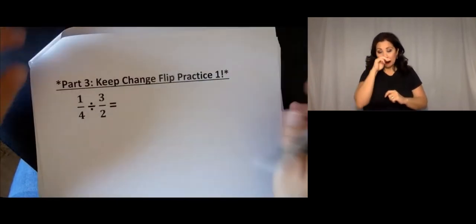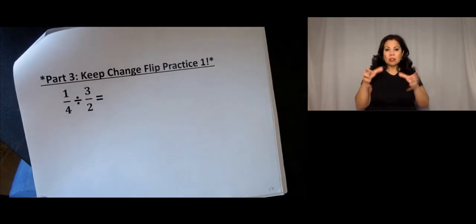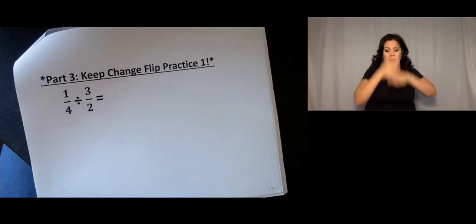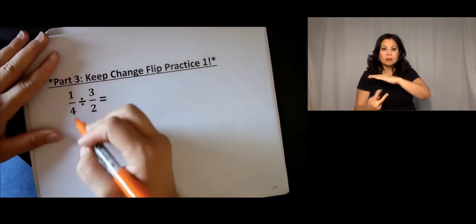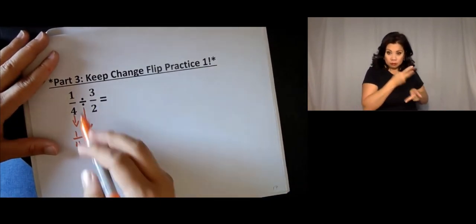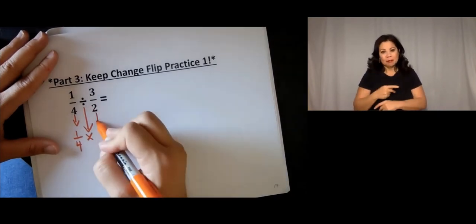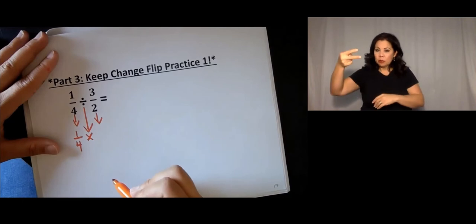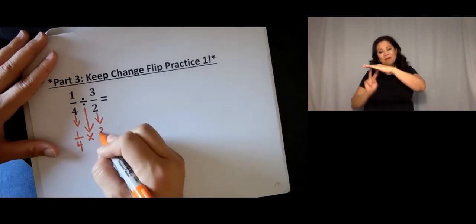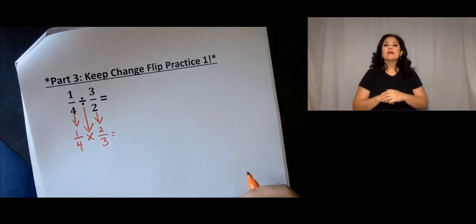All right, so let's go ahead and practice this one together. 1/4 divided by 3/2. So I'm going to keep this one, 1/4, change that to what? Multiplication. And this fraction was 3/2. Now what is it going to be? 2/3. All right, so we did our keep, change, flip, but we're not done.